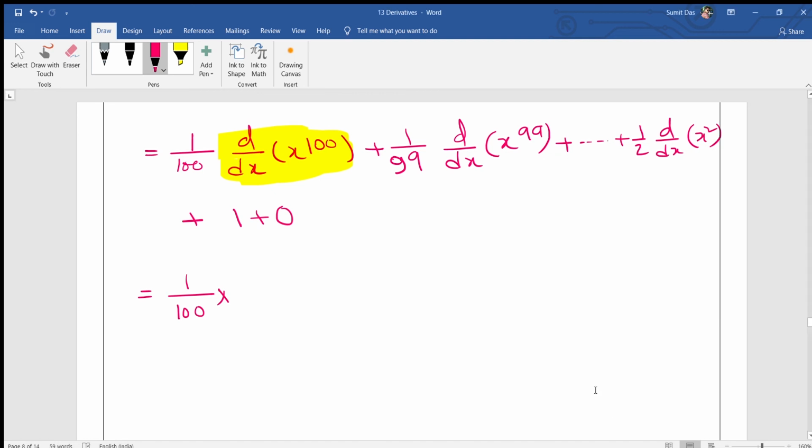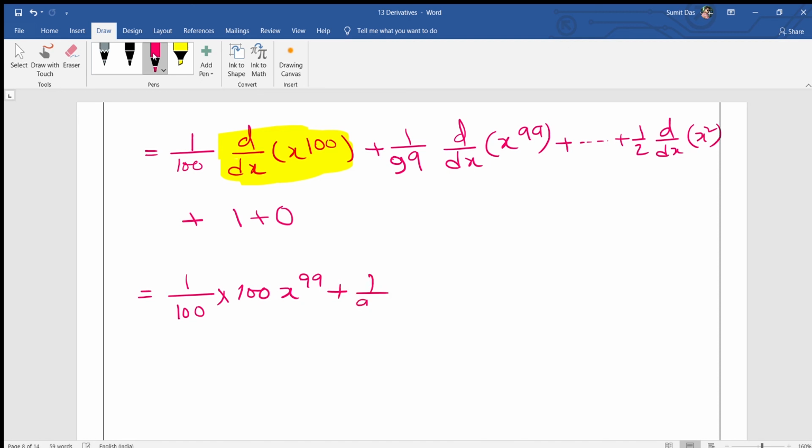Same formula I'm repeating again and again. So the formula is: the derivative of x to the power n equals n x to the power n minus 1. So here n is 100, so it will be 100 into x to the power 99. Why 99? 100 minus 1.